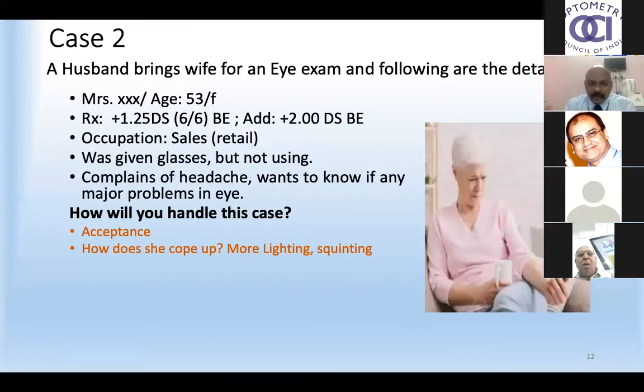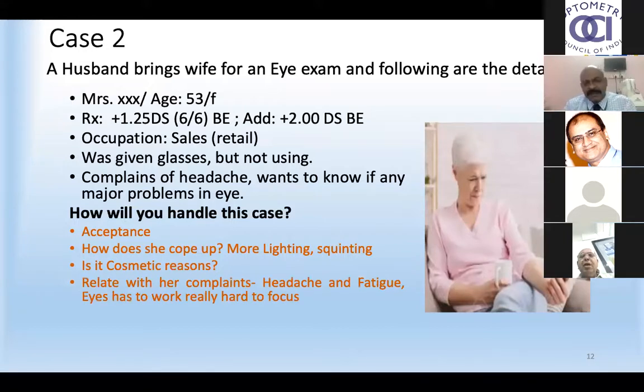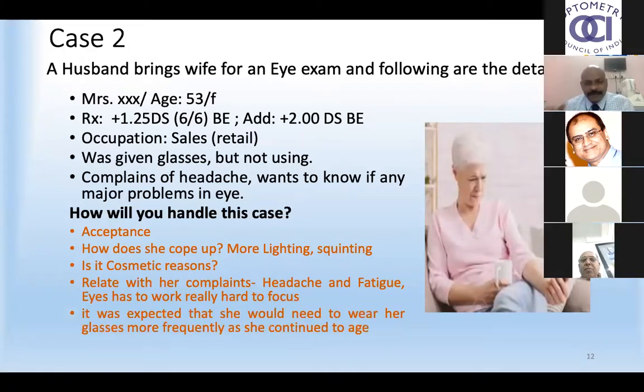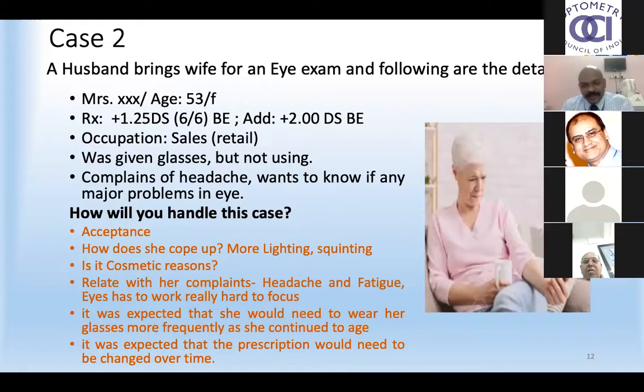We can tell her why wearing glasses is important, as one of the chat comments said. Is it cosmetic reasons because of which she's not wearing glasses? Related to her complaint of headache and fatigue, we can advise her: you have this problem because you're not using glasses, and it is happening because the eyes have to work really hard to focus. You can also tell her that it was expected she would need to wear her glasses more frequently as she continues to age, and that the prescription would need to be changed over time. And as some of the chat answers said, we can always tell her why progressive lenses or any other correction is important in this case.